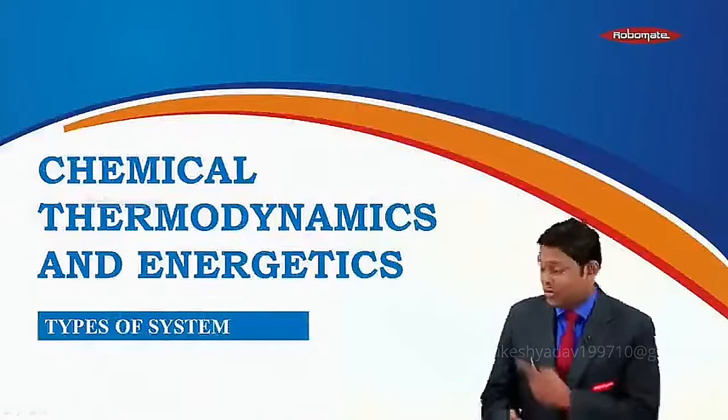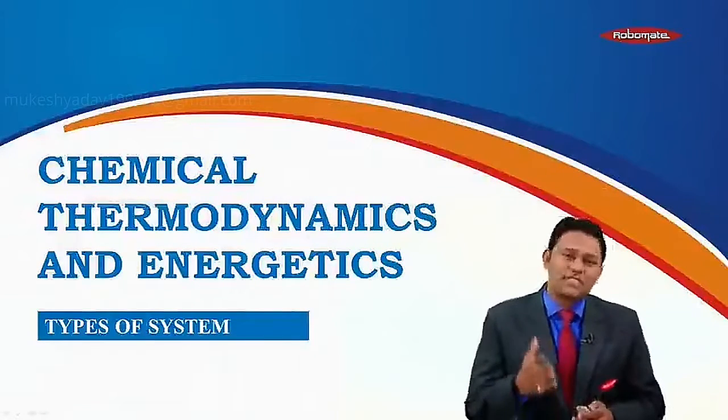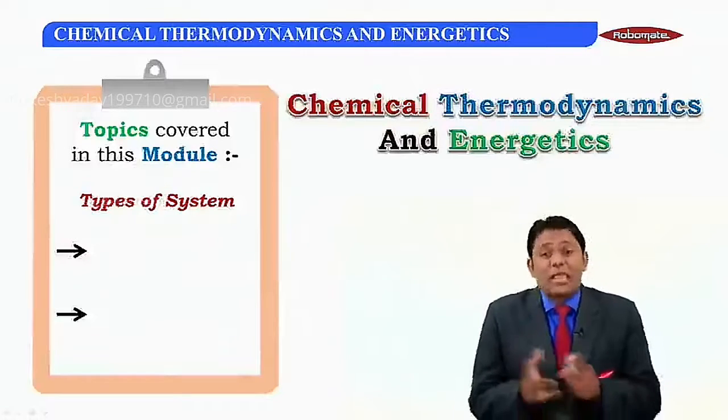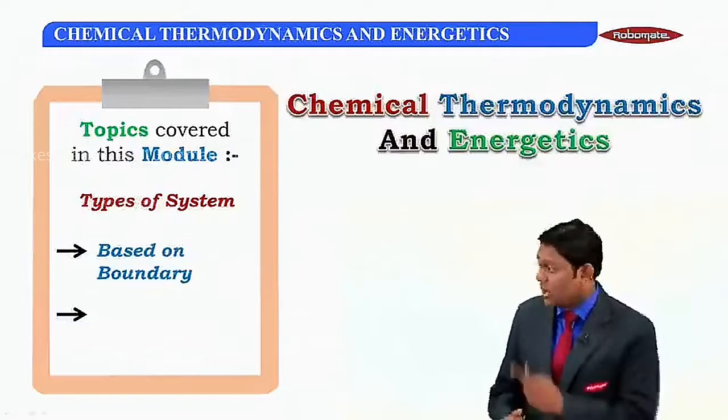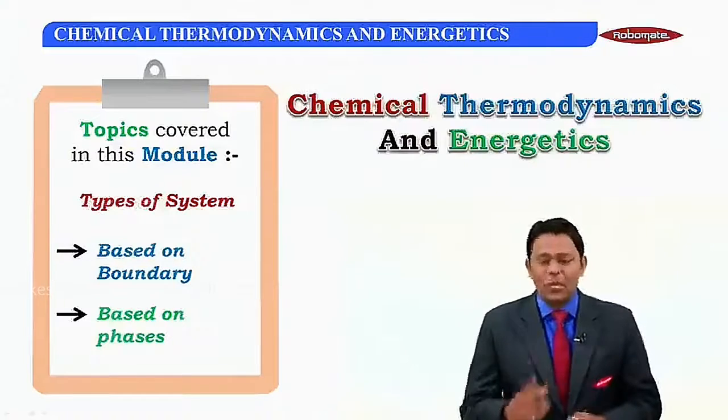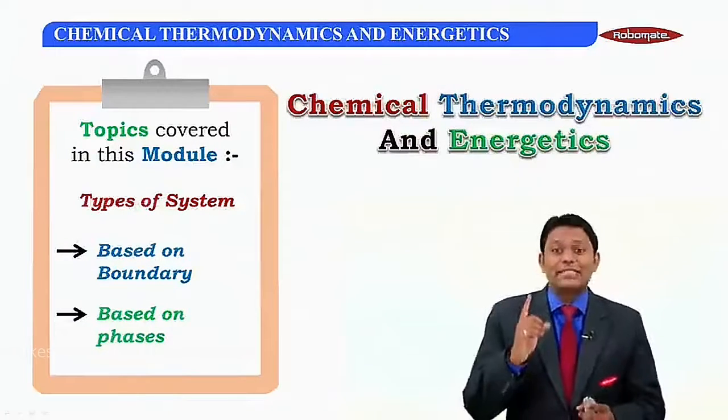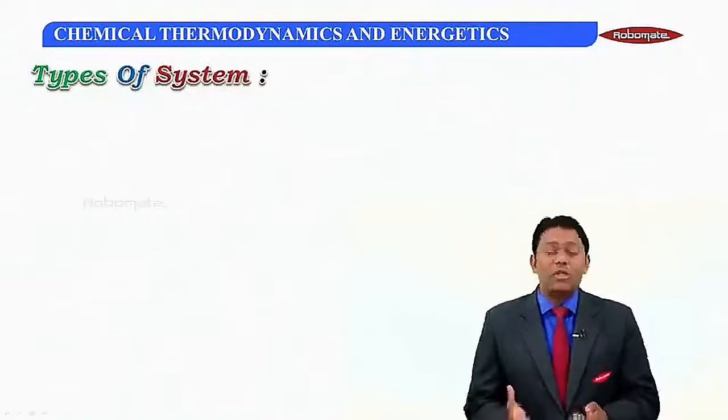Now in this particular module, we'll be basically dealing with types of system. The types of system can be classified into two types. The first one is based on boundary and the second one is based on phases. Let's take the first one, that is based on boundary.